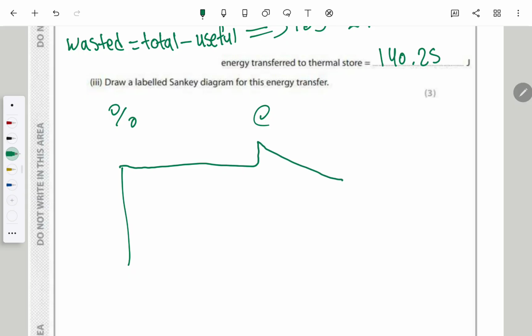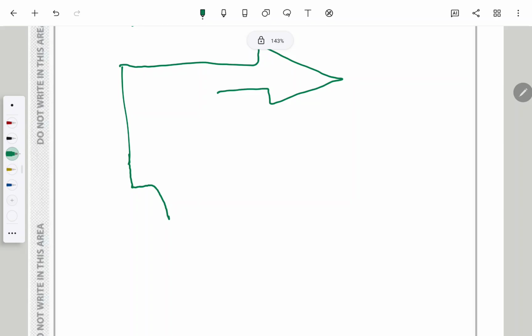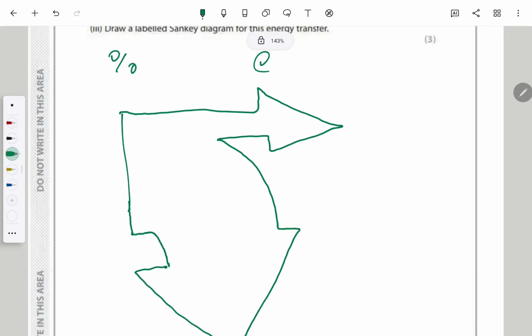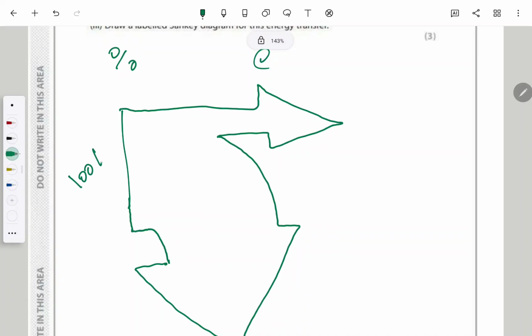Okay. Excuse my drawing. This is 15%, the useful, and I'm gonna make the wasted way bigger. Because it's 85%. I need space. All right. So this is a comparison. The total energy that we entered right here is 100%, aka 165 joules. And that's the total elastic energy.